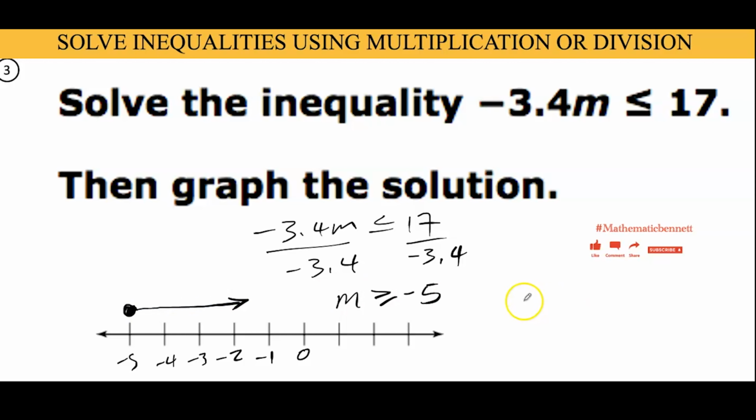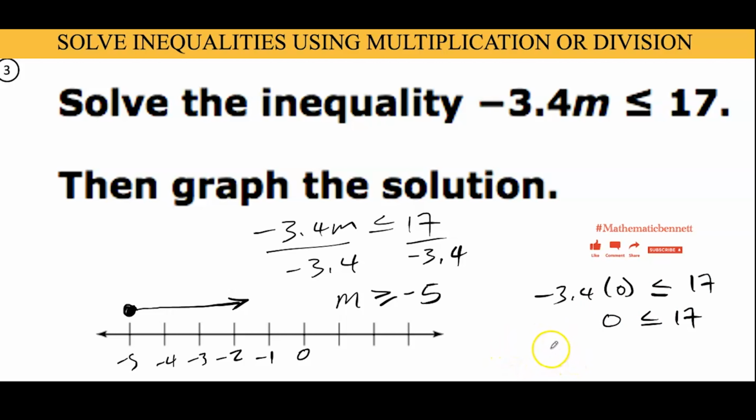Let us check our answer. Alright, let us find a value that's greater than negative 5. Say we use 0. Negative 3.4 times 0 should be less than or equal to 17. Let us check. So that would be 0 is less than or equal to 17. So it works for 0, and 0 is greater than negative 5.